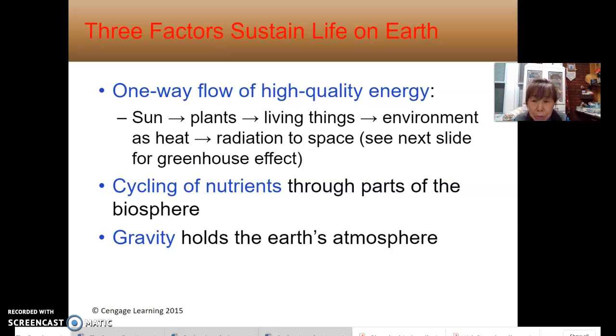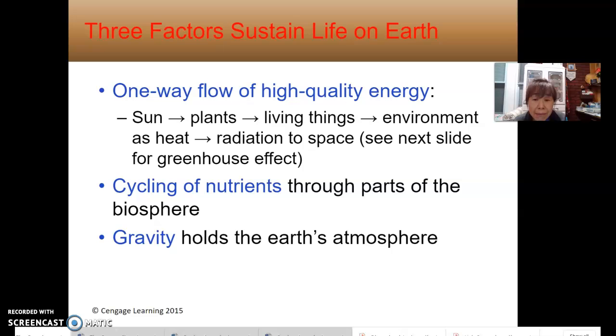You needed to know the 3 factors that sustain life on Earth. Number 1 is energy. Number 2, cycling of nutrients. And then number 3, gravity. For energy particularly, this is a one-way flow of high-quality energy. It starts from the sun, passes to plants, and then other living things, and then back to the environment as heat, and then gradually radiates to space. We will see more about the greenhouse effect on the next slide.